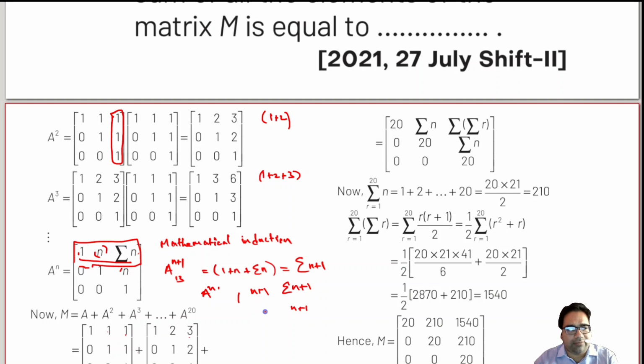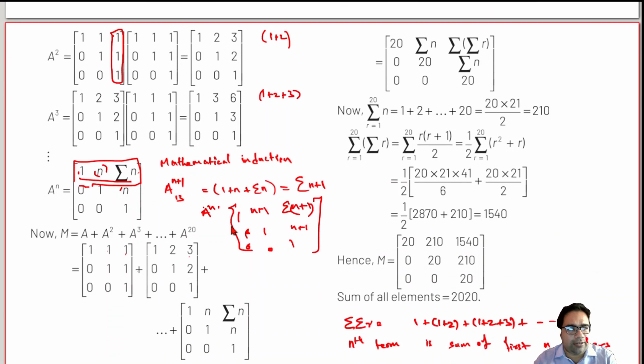If we do this entire multiplication, A power n into A, we will get this matrix: 1, n plus 1, n plus 1, 1, 1, remaining zeros, and this element becoming sigma n plus 1. So with this we have proved that this is the general form of A power n.